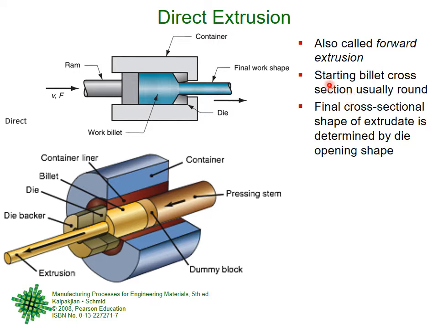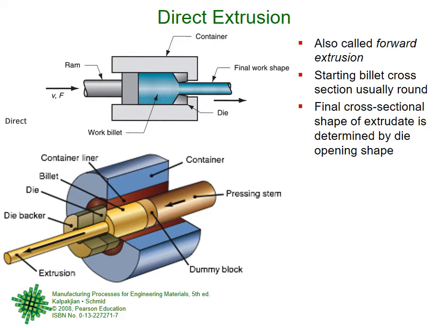So here we are saying that the starting billet cross section is usually round, a cylindrical billet, and the final cross-sectional shape of the extrudate is determined by the die opening shape. The die can be any shape. It can be round, it can be hollow round, it can be square, it can be whatever shape. So the billet material will take the shape of the die, right? So this is direct extrusion or forward.